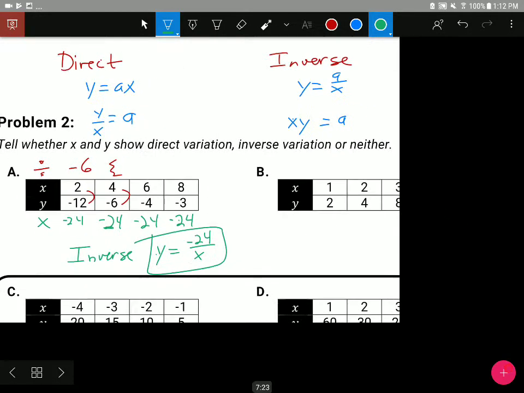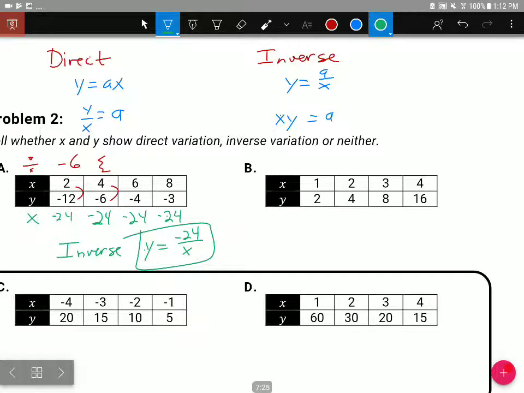Letter B, same idea. Let's do that one real quick. Let's start off by dividing. We're going to do y divided by x. What is 2 divided by 1? Well, it's 2. 4 divided by 2 is 2. What's 8 divided by 3? Not 2. It's 8/3. So we found our breaking point. So it's not direct. Okay, let's try inverse.